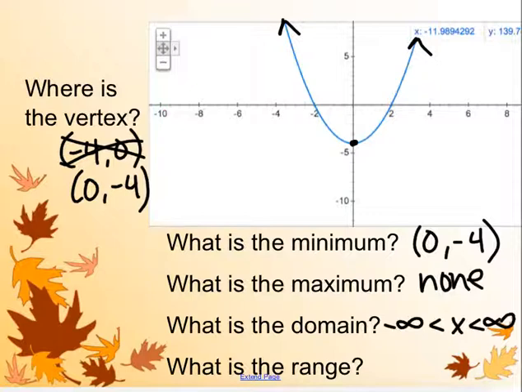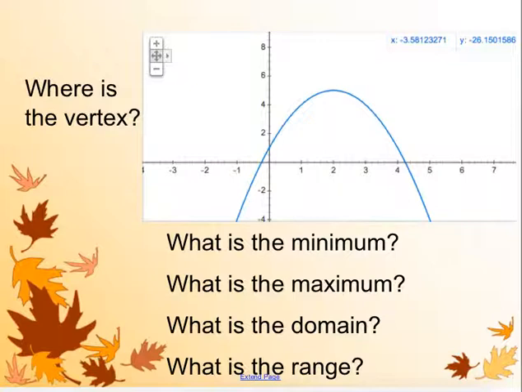And now the range. The range for y, we want to say, okay, the lowest point that we can get to is -4. Okay, so -4 is less than y, which is less than infinity, because that y can go all the way up to infinity.